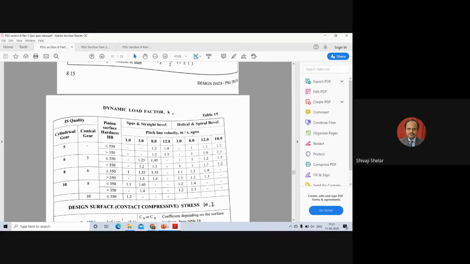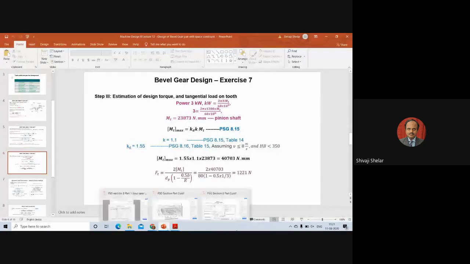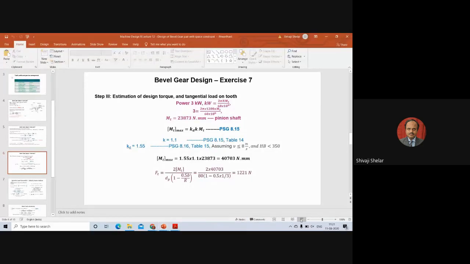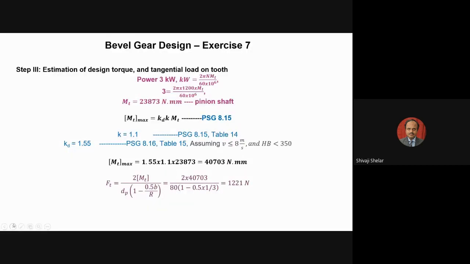So let's go to the design calculation again. In this design calculation, we have taken the values of K_D and K from table 14 and table 15 of the design data book 8.15 and 8.15 respectively. So our design torque value has changed now to 40,703 Newton millimeter. Now since we know the pinion diameter, we can evaluate the tangential load on the pinion.